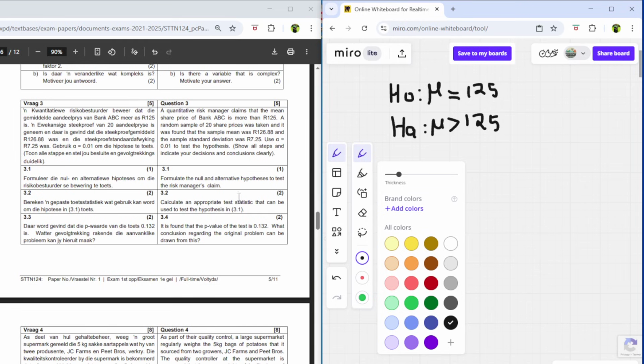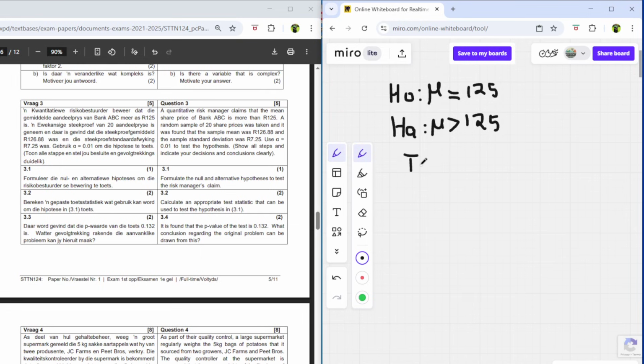Calculate the appropriate test statistic that can be used to test the hypothesis in 3.1. A random sample of 20 share prices. So our sample size here is 20, meaning that we're going to use the formula for T instead of the formula for Z. T is equal to x bar minus the main claim divided by standard deviation over the square root of n. And what is our main claim? This is 125. What is x bar? X bar is the actual mean, which was found to be 126.88.